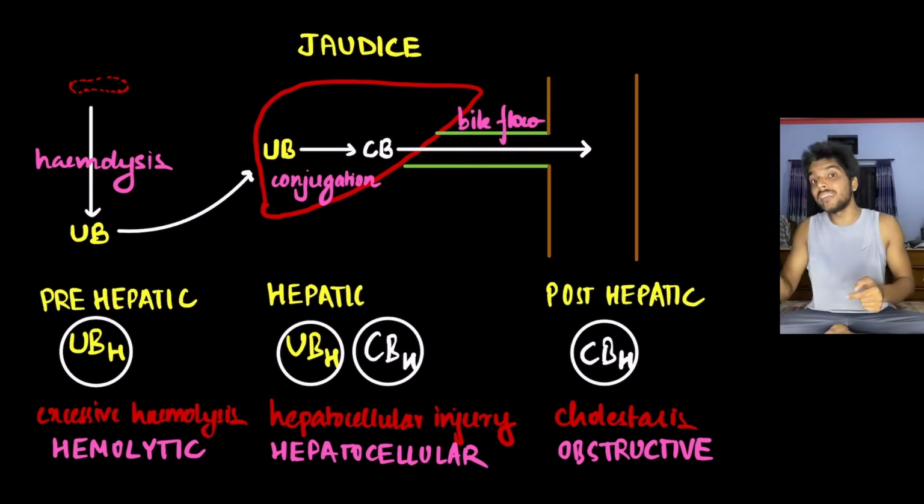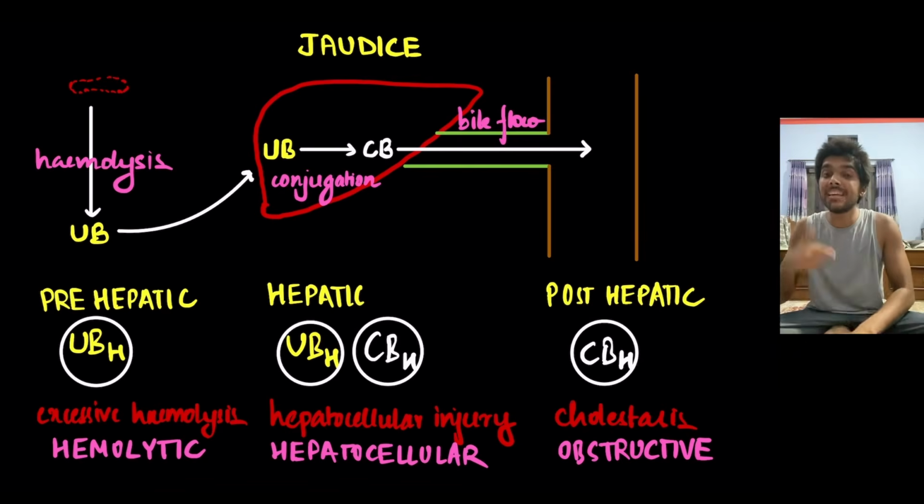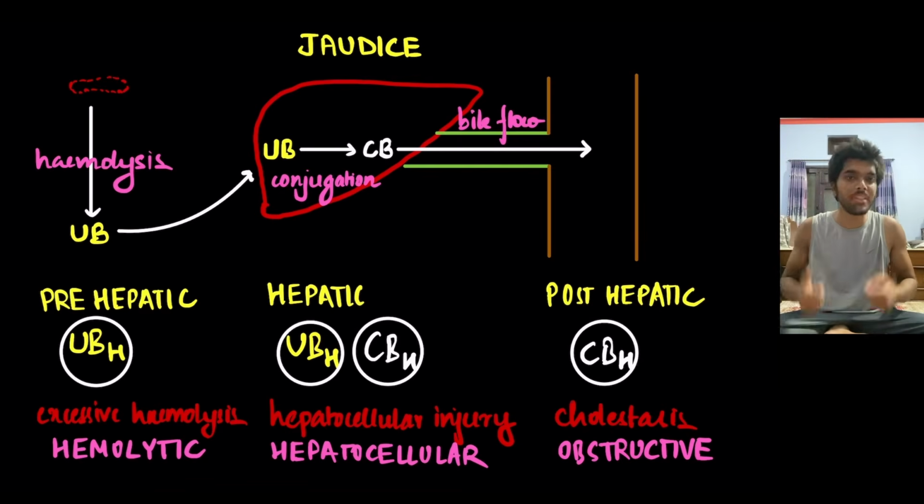In post-hepatic jaundice, since there is bile flow obstruction, conjugated bilirubin can't enter the duodenum. Along with conjugated bilirubin, the content of the bile, that is bile salt and acid and cholesterol, don't enter the duodenum, so they get pushed back into the circulation, resulting in conjugated hyperbilirubinemia as well as increase in level of bile salt and acid and cholesterol in the blood.